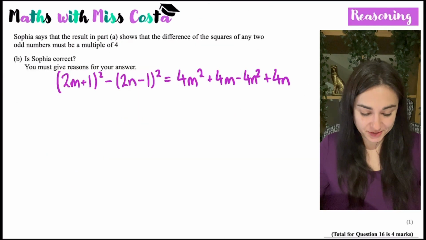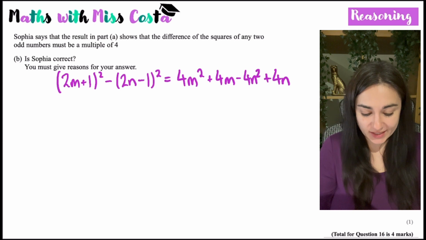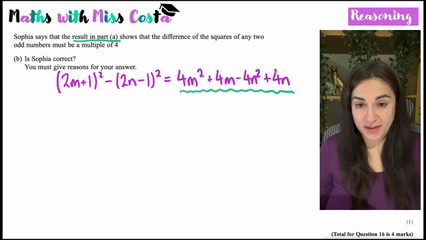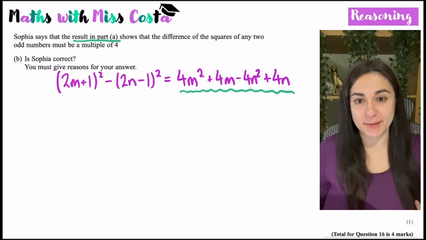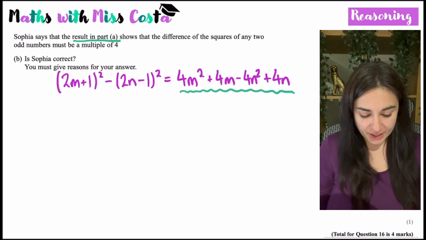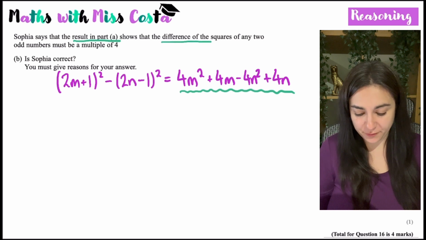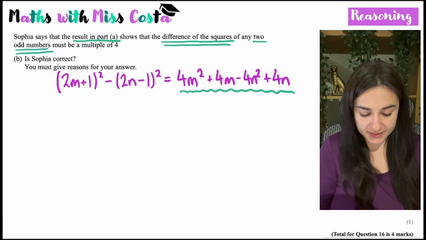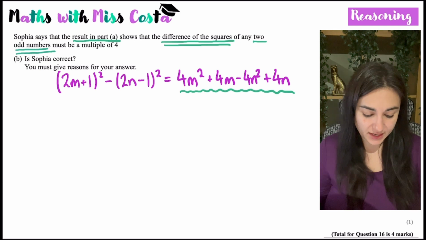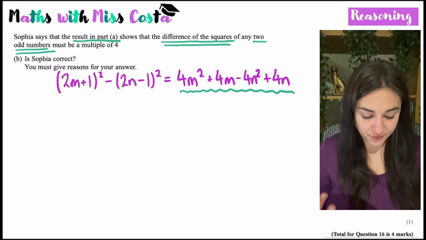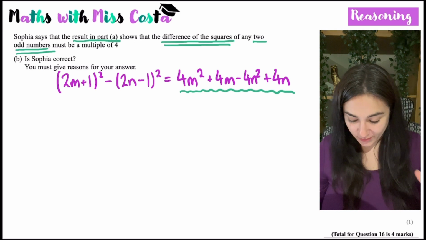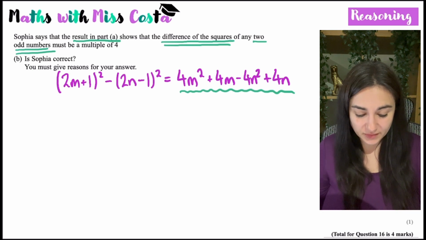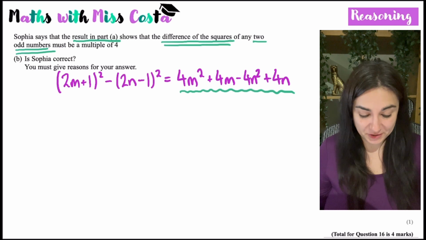Okay, so in this question, I am told that Sophia says that the result in part A, which was this, so if you just flick back to the last question, we proved that both sides expand to make this expression. So the result in part A shows that the difference of the squares of any two odd numbers must be a multiple of 4. Is Sophia correct? And give a reason for your answer. Now, this is a reasoning question. Whenever you're asked something like this, you need to explain it in words and explain your reasoning.